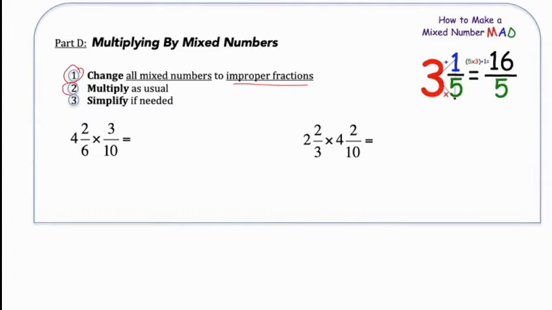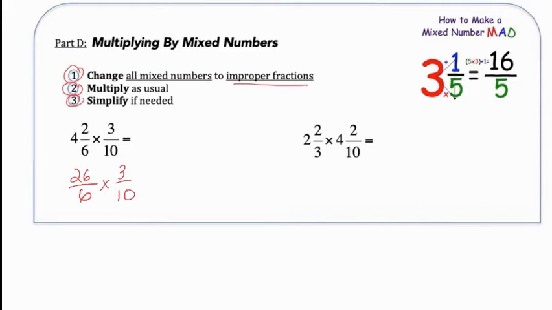Step number 2, multiply as usual, numerators and denominators, and then last but not least, we should check to see if we can simplify. So here we go. First example, 4 and 2/6 times 3/10. I have one fraction, but I do not have two fractions. I have a mixed number. So I'm going to change that mixed number into an improper fraction. 6 times 4 is 24, plus 2 is 26. So 26/6 times 3/10. Now this, my loves, is where canceling absolutely comes in handy.